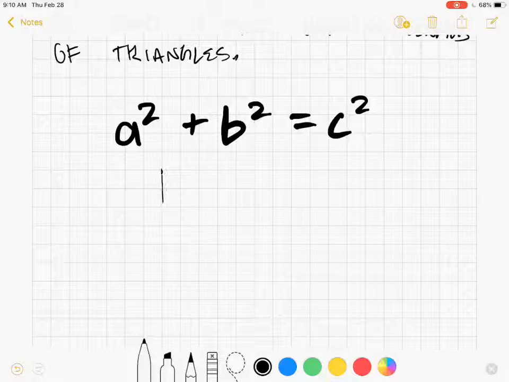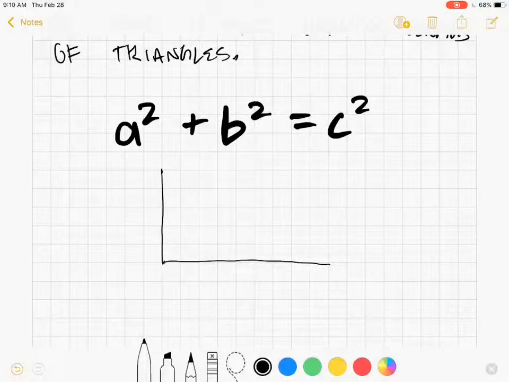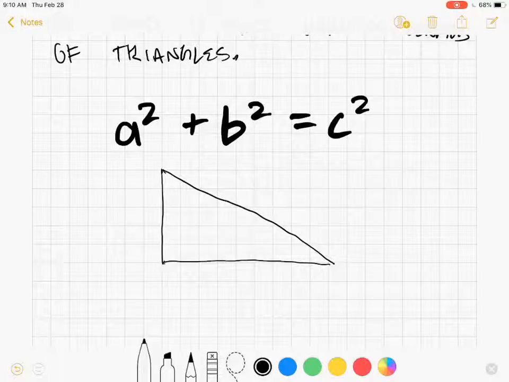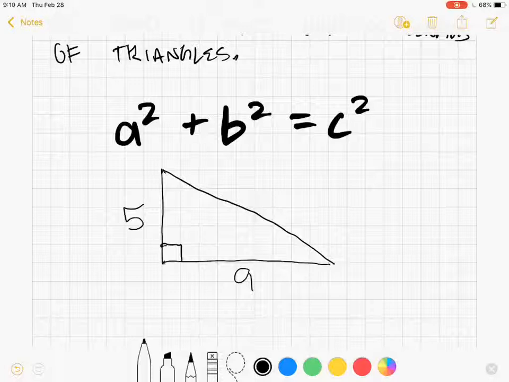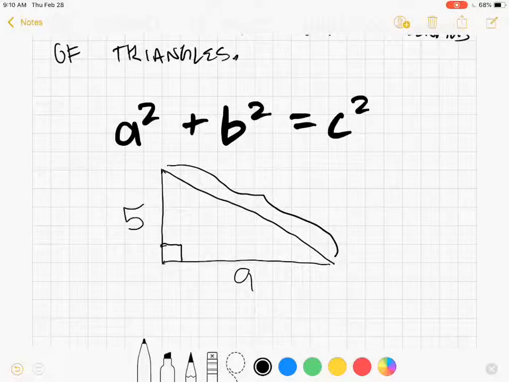Well, if you have a triangle like this, and it's a right triangle, meaning this angle is a right angle, and we have a side that's 5 and another side that's 9. And then we don't know what this length is, this length here. This is the hypotenuse.